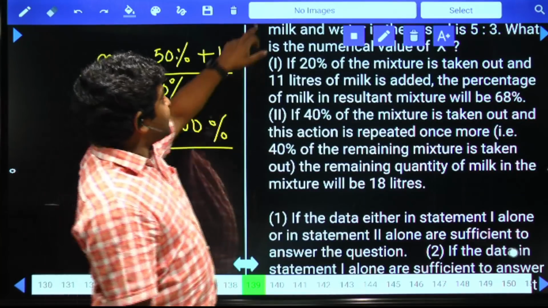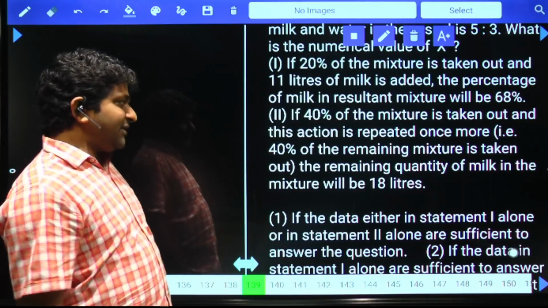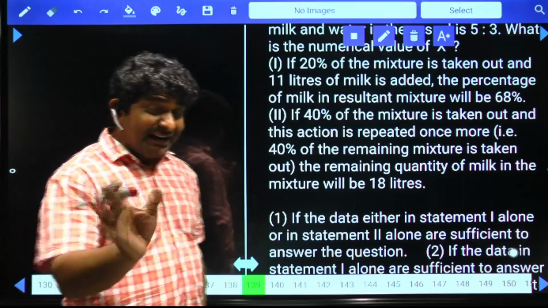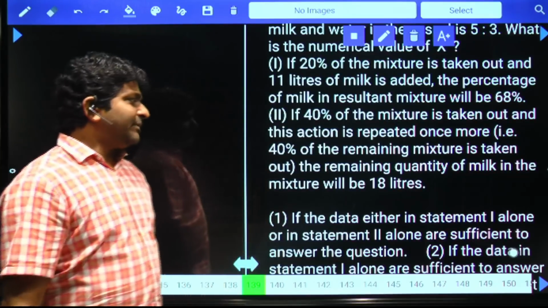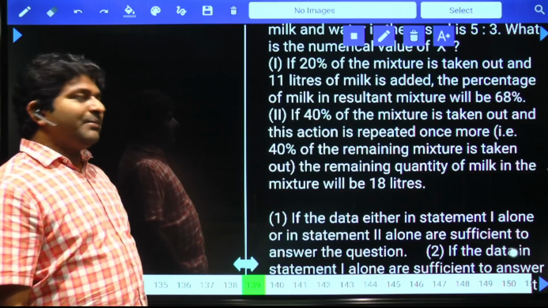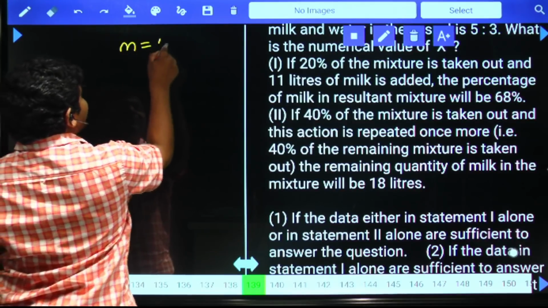Next, 40% of the mixture is taken out, and this action is repeated one more time. 40% of the remaining mixture is taken out. We are not adding anything. We are just taking out 40%. The remaining quantity of milk in the mixture will be 18 liters. Okay, now initial milk is 5 parts.